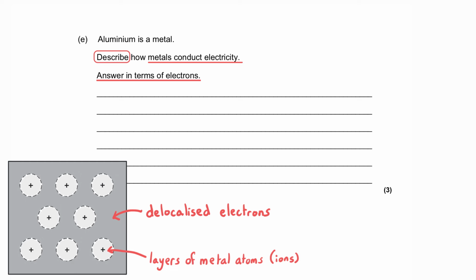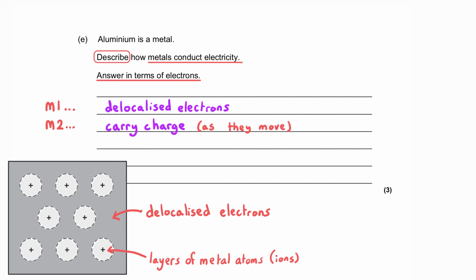And this is where the electrical conductivity comes in, because these delocalized electrons carry charge. They're negatively charged, and they are free to move around through this metal structure. And in fact, they're sometimes referred to as free electrons. And so the movement of these electrons through the metal structure is the electric current.